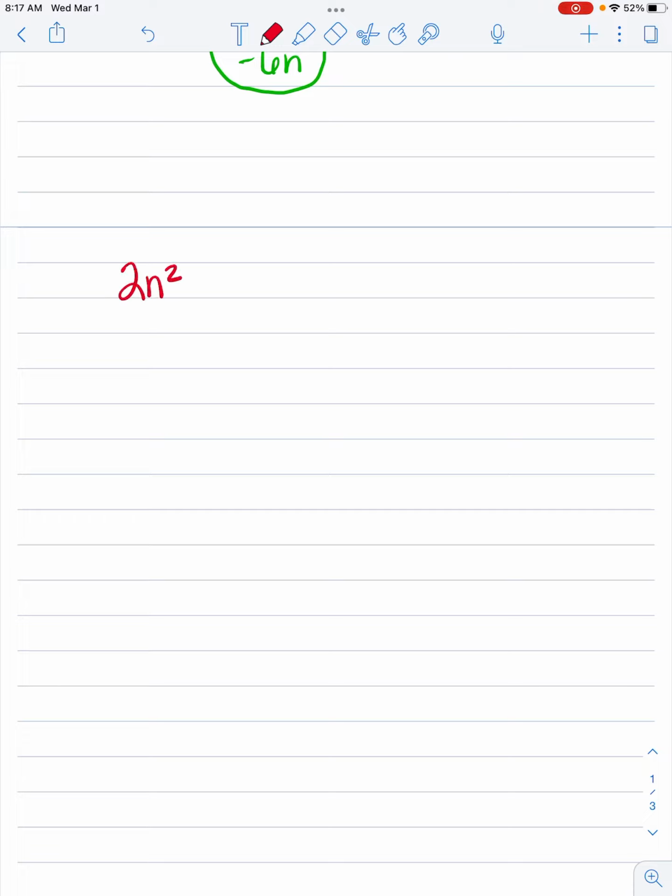2n squared plus 3n minus 9. Here we go. So we know we're going to have those two parentheses. 2 is a prime number. 2n, 1n, right? I know for 9 I could use 1 times 9 and 3 times 3.